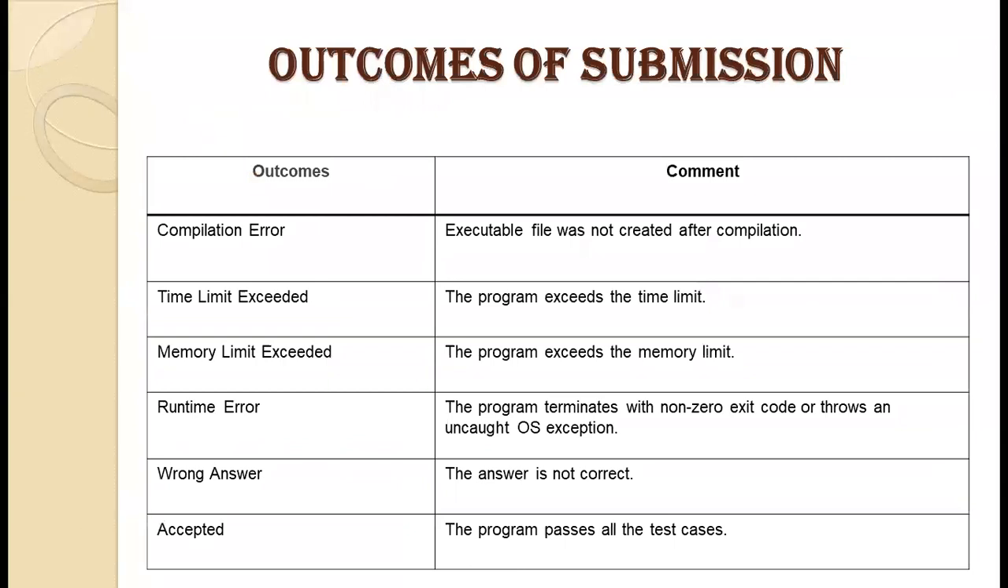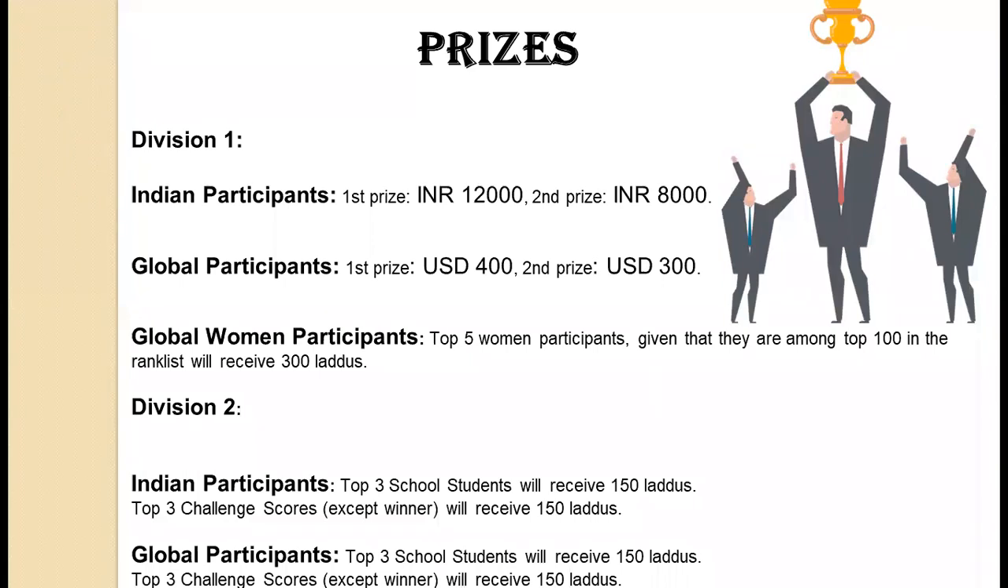While compiling a program, we will get different outcomes of the submission. The first one is the compilation error, which means the executable file was not created. The second one is time limit exceeded, which is mostly called TLE. The next one is memory limit exceeded. Then there is runtime error. Then wrong answer means your answer is not correct. And finally accepted or AC, which means the program passes all the test cases. This is how we can conclude the example here.